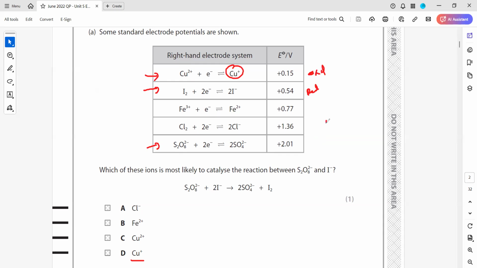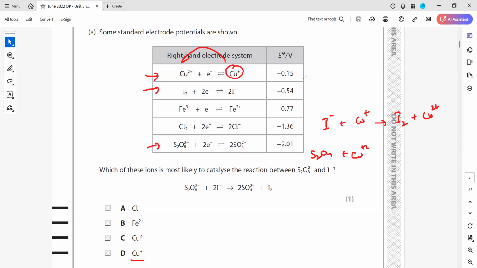So first what will happen? Iodide ion is there. When it reacts with copper 1, what will it form? It will form iodine molecule and it will form copper +2 because oxidation happened. Then now you have copper 2, and you want to react copper 2 with S2O8. So what will be the equation for them?